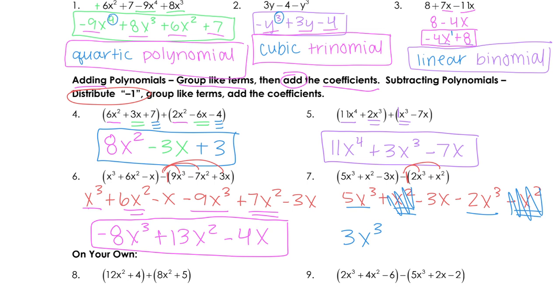If you put 0x squared, not wrong, but technically it doesn't count as a term. And so therefore, if you were to count up your terms and then name it based off of the number of terms, you could potentially get that answer wrong. So anytime it adds up to 0, we're always going to cancel that out. We're never going to write anything for that. But then I do have to bring down that minus 3x. There was nothing to combine it with. So it just gets dropped down. If we were to name this one, this would be a cubic binomial.